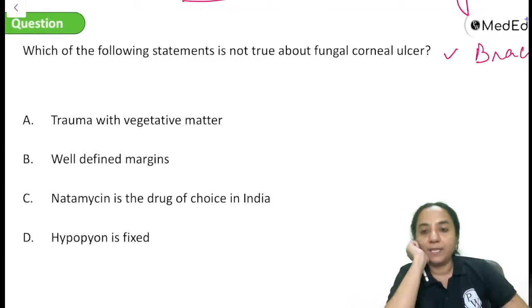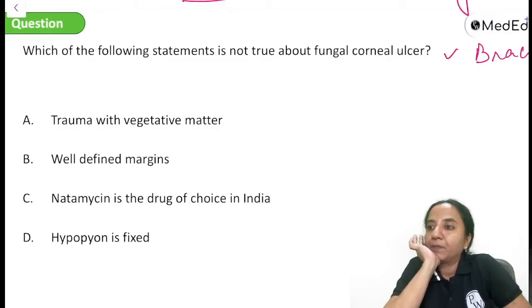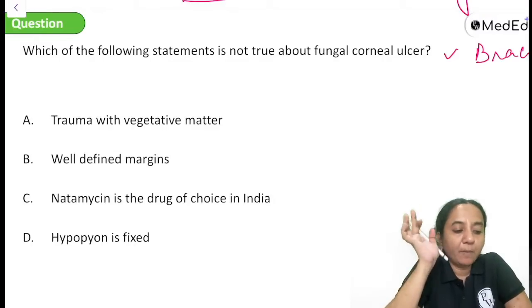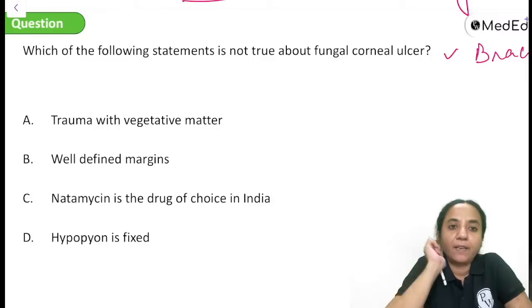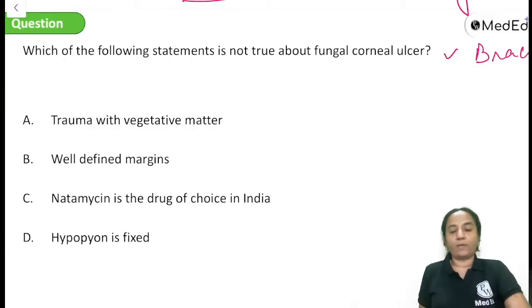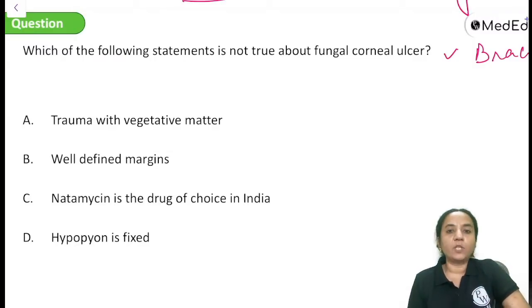Which of the following statements is not true about fungal corneal ulcer? Now, fungal corneal ulcer is something that you have to know like the back of your hand. We have to know this very well. There should never be any mistake in this. So, which of the following statements is not true about fungal corneal ulcer? Trauma with vegetative matter, well-defined margins, natamycin is the drug of choice in India, and we have a fixed hypopyon. So, which one of these is wrong?